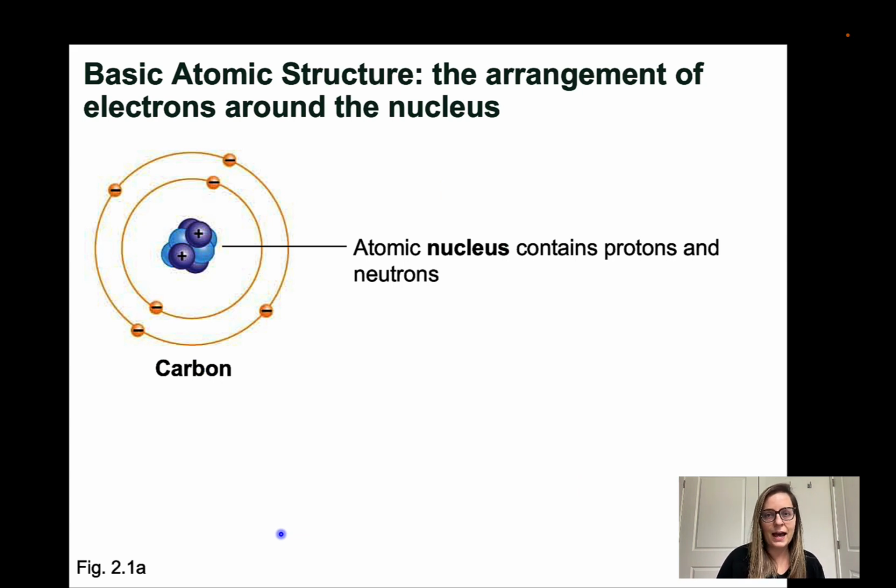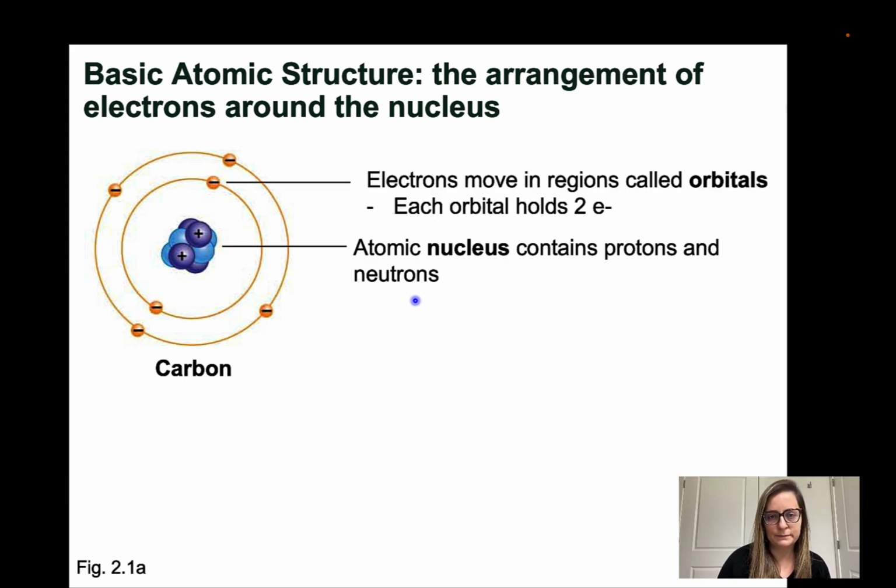Next, we're going to talk about how electrons, protons, and neutrons are arranged in an atom. So let's start with what we call the atomic nucleus. This is where the protons and neutrons reside. Orbiting the nucleus are the electrons. Electrons move in regions called orbitals, and each orbital holds 2 electrons. So these 2 electrons here are actually in the same orbital.